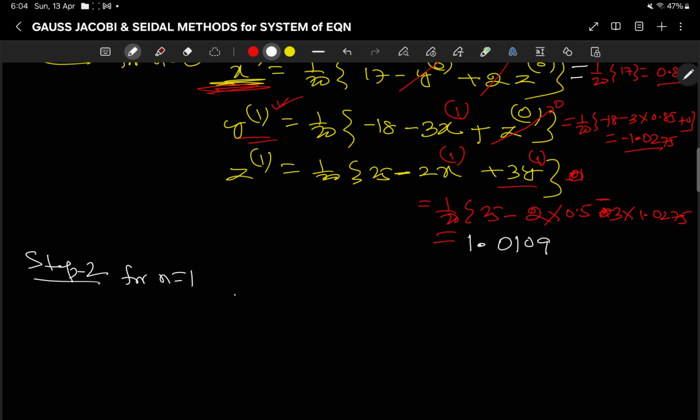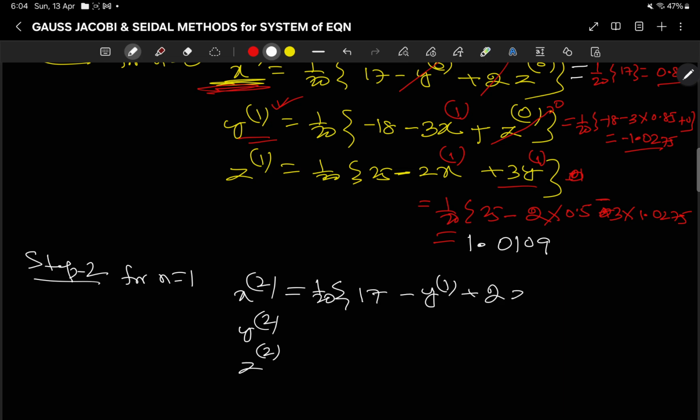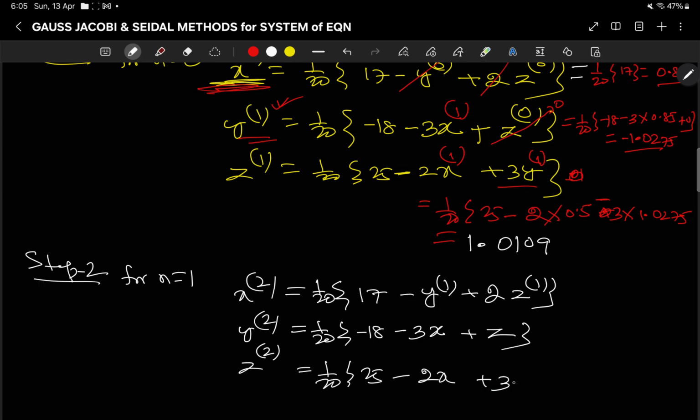for n is equal to 1, we get x2, we get y2, we get z2. So this is 1 by 20. Here it is the result of the previous step plus 2 times the result of the previous step. But here the value of x is improved. It is minus 18 minus 3 times x plus 2 times z, and for this we have 1 by 20, it is 25 minus 2x plus 3y.